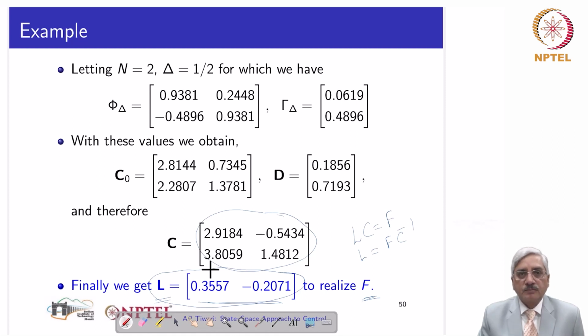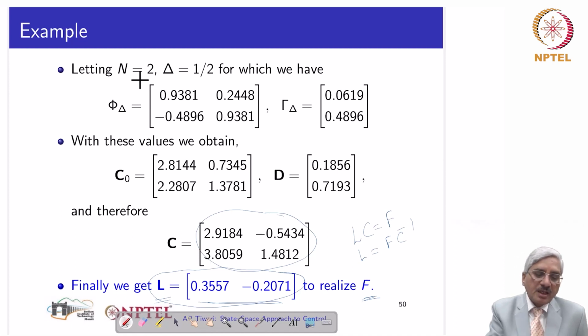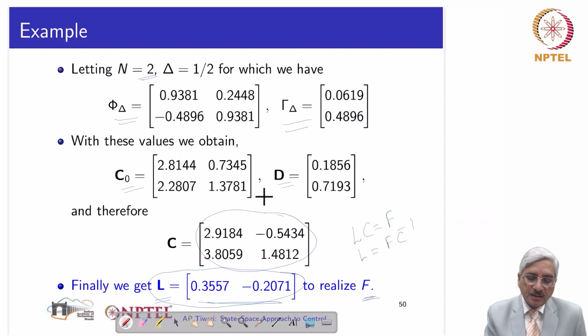We can do several other examples, but this essentially brings out how one designs a fast output sampling controller. Of course, we could have chosen a different N, larger N, 3 or 4. Accordingly, we have to calculate phi delta, gamma delta, C0, D, and then C, and again solve for L. In that case, we have to choose a few elements of L freely or based on some other considerations, because there will be fewer equations than the number of unknowns. That gives a little design freedom.